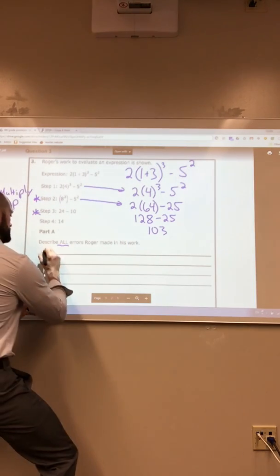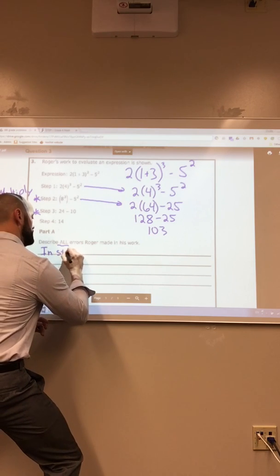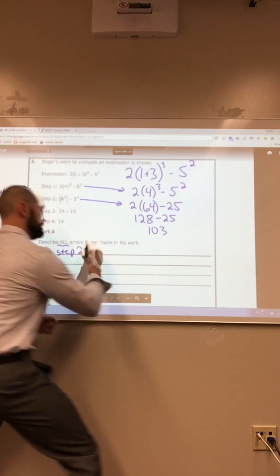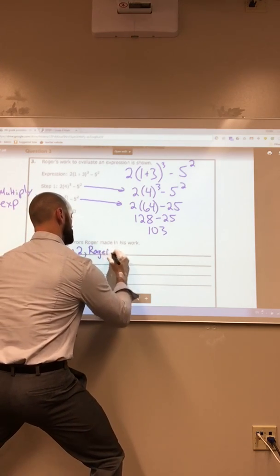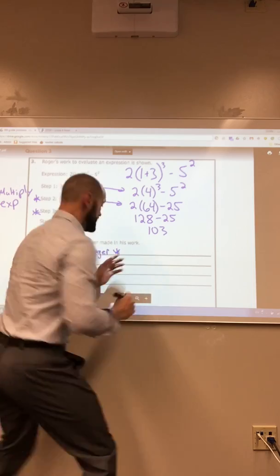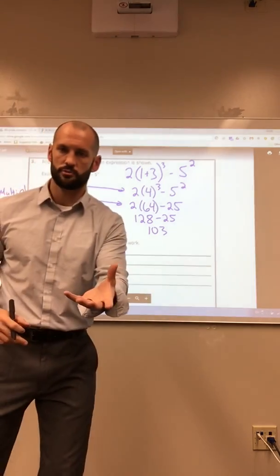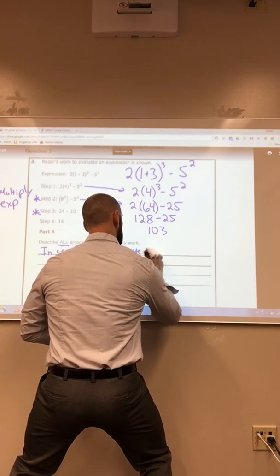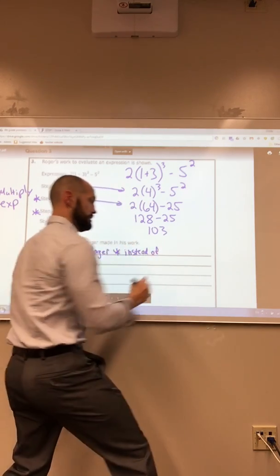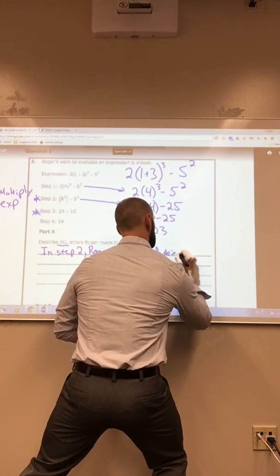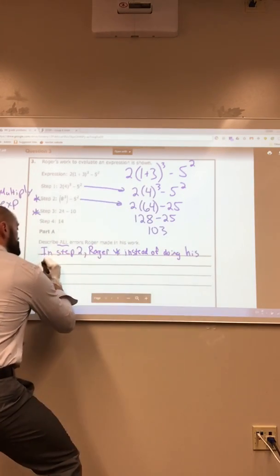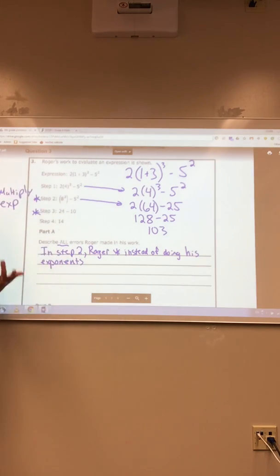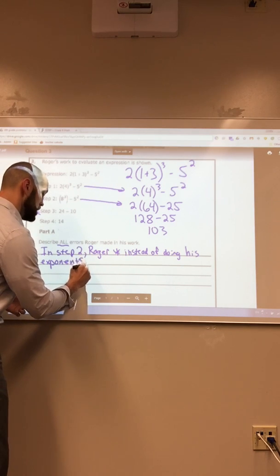I would state in step, what step was the first mistake? 2, Roger multiplied, and I'm going to abbreviate, I'm putting the little star. You should write out the word multiply, okay? I'm being lazy. Instead of doing his exponents. I know that was the first mistake I noticed. But again, it says all.